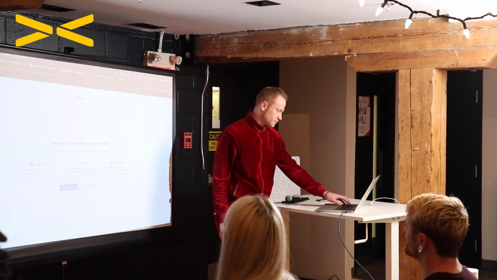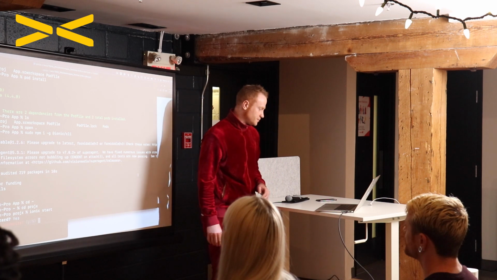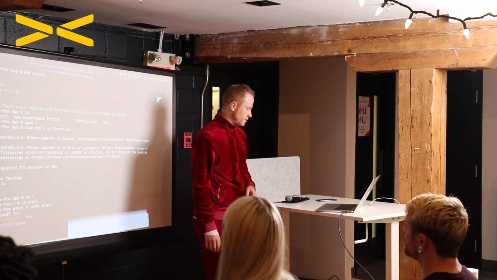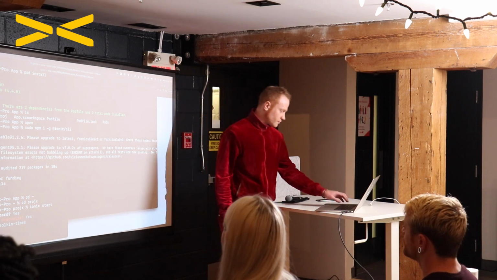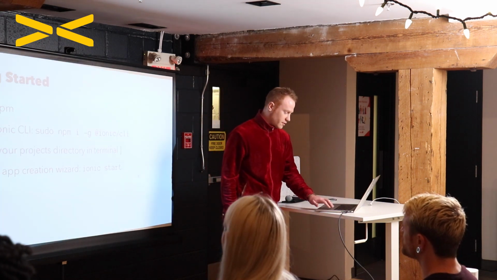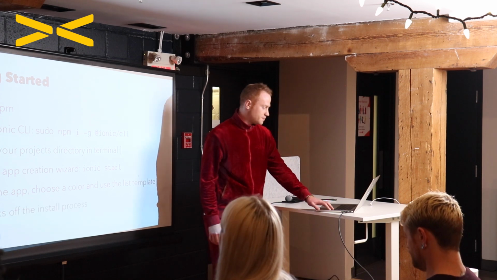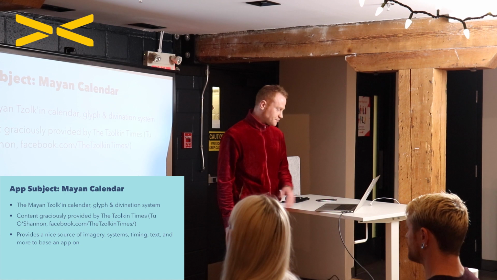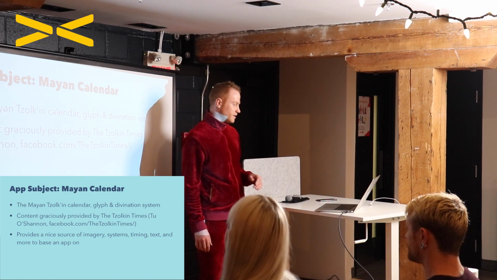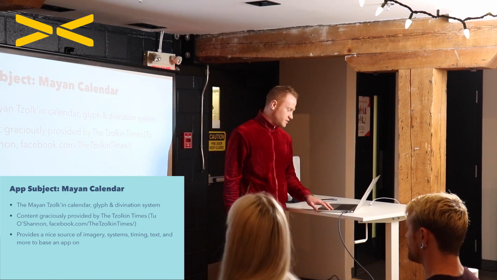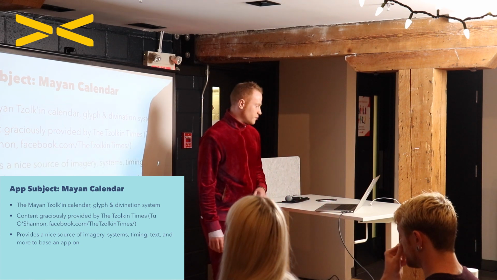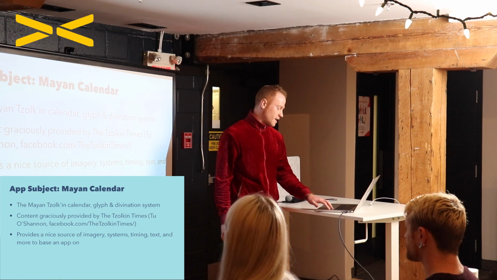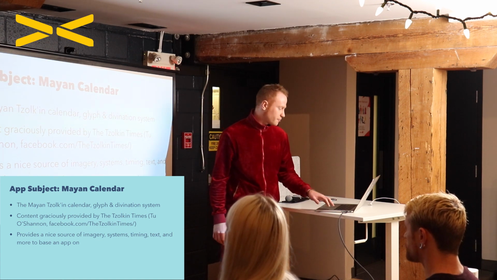And so this is going to build into the terminal. I had a previous project called that, but I'll overwrite it. So I'm just going to do a quick overview of the Vulkan while this builds. It's a glyph and divination system. The content is graciously provided by the Vulkan Times 2.0 Shannon. And it provides a nice source of imagery, systems, and timing and text for more to base an app on.